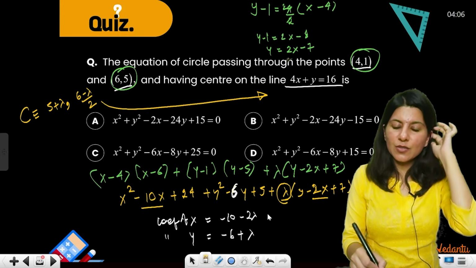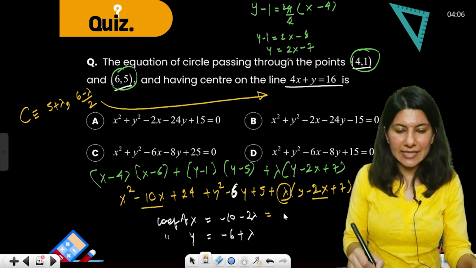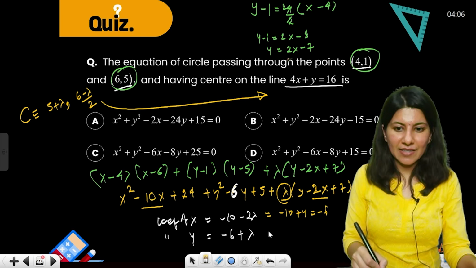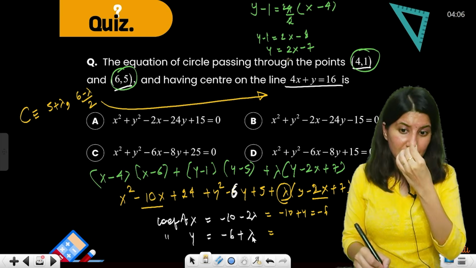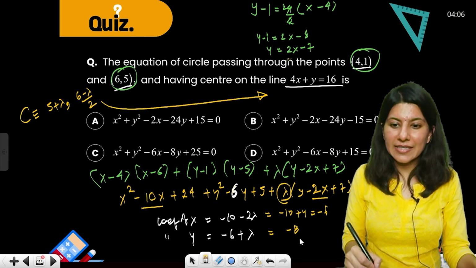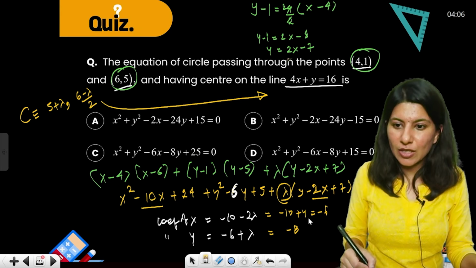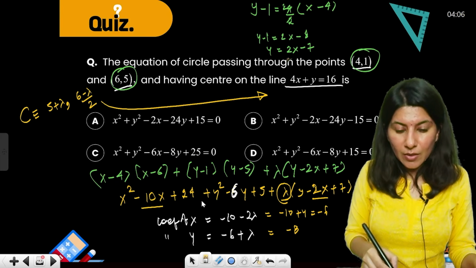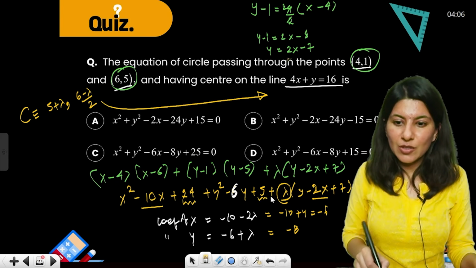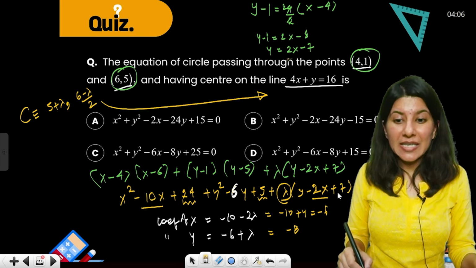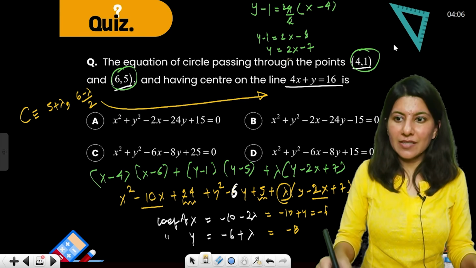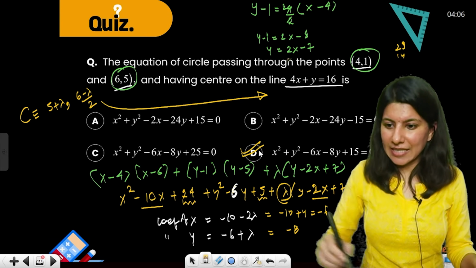The moment you put -2, your coefficient of x will become -10 plus 4, -6. And this is -2, so -8. -6 and -8 is matching with either C or D. So constant term you have to calculate now. So 24 plus 5 is 29. 29 plus 7 lambda. So 29 minus 14 is 15. So 15, option D is absolutely right.